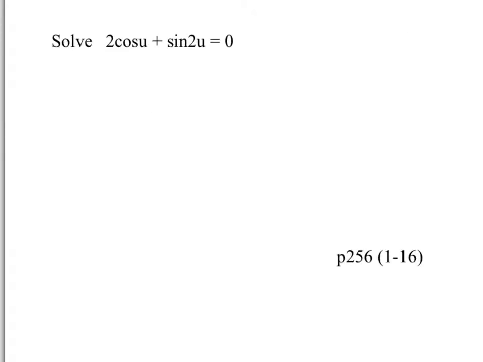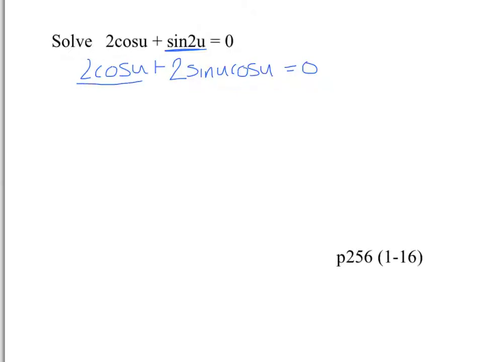So here I want to solve for u. I want to figure out what angle u is. But before I can do that, again, I told you it's not okay to have a number with the u. So we're going to use the double angle formula to get rid of that. So I still have 2 cosine u. But now I'm going to use my double angle formula to get rid of that. And the double angle formula for sine of 2u is 2 sine u cosine u. And it equals 0.